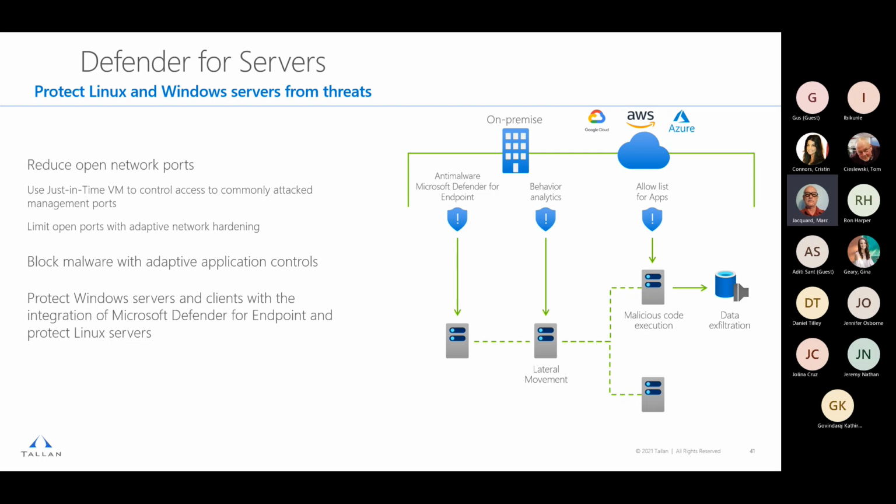And it's adaptive. We can block malware with adaptive application controls. So looking at AI, what's supposed to be happening? I know what this app is supposed to be doing. It shouldn't be doing that, and I'm going to block it so that we can prevent that data exfiltration out of the network. Right? It's all about that adaptive control.